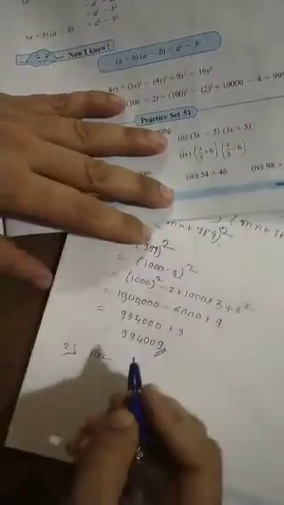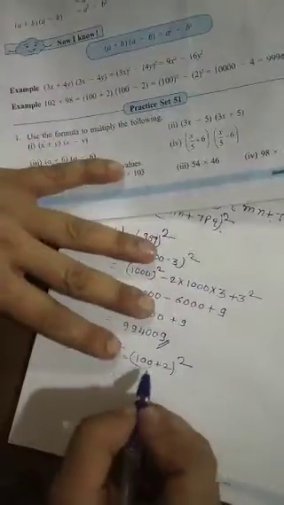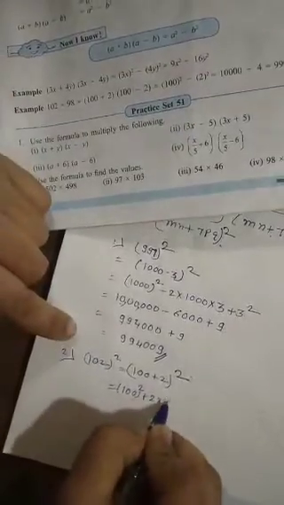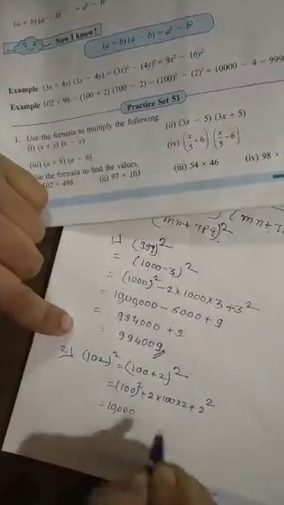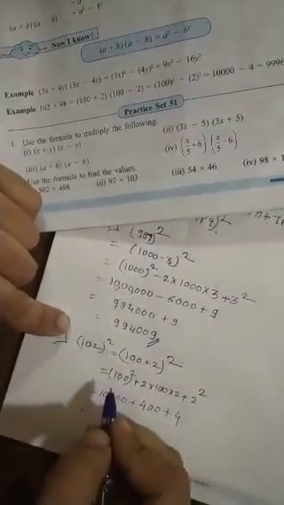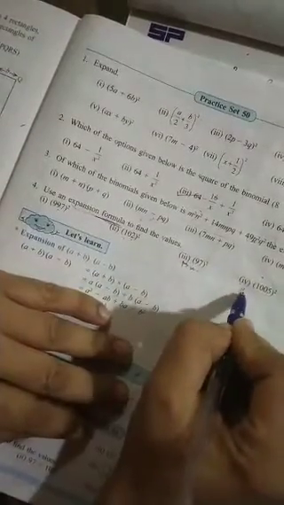102 can be written as 100 plus 2. Now 100 plus 2 is (a plus b) the whole square, so we apply the formula: 100 square plus 2 into 100 into 2 plus 2 square. 100 square is 10,000, plus 2 2s are 4 into 100, that is 400, plus 4. 10,400 plus 4 is our answer. 10,404 is the final answer, meaning 102 the whole square is 10,404.